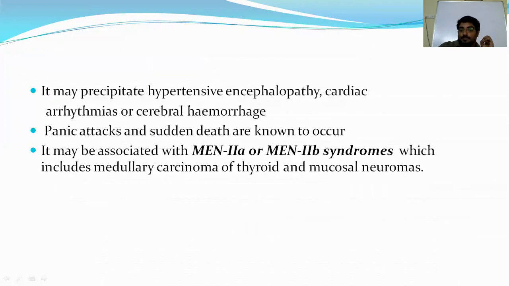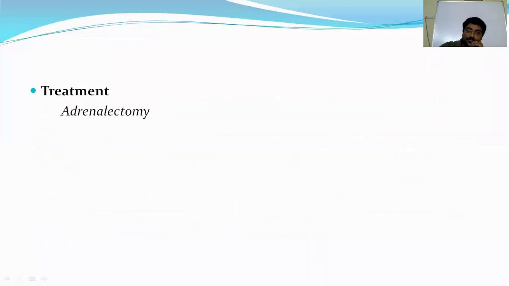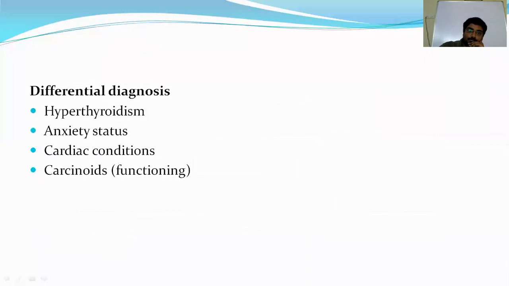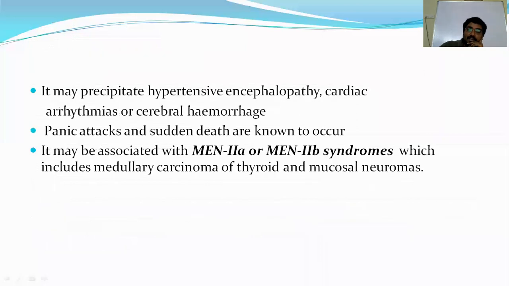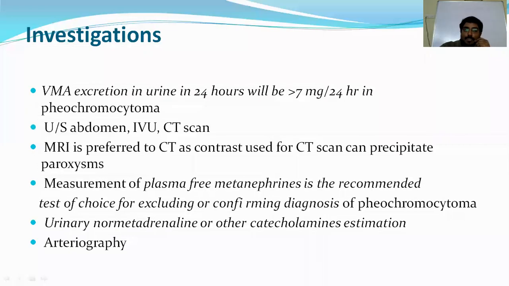And encephalopathy, cardiac arrhythmias, and cerebral hemorrhages. Panic attacks and sudden death are known to occur. It may be associated with MEN 2A and 2B syndrome. The clinical features are over. Differential diagnosis: hyperthyroidism, anxiety states, cardiac conditions, and carcinoid.